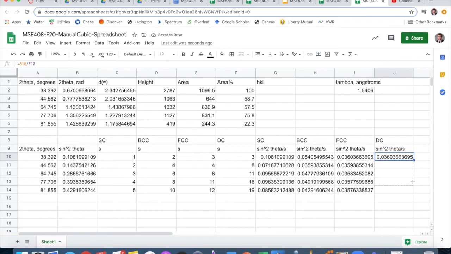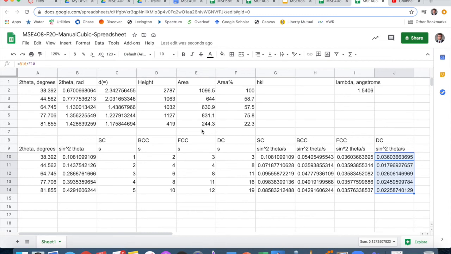So the point of this, if you're kind of getting this, is that once you develop a spreadsheet, then you don't necessarily have to just say, let's look at simple cubic and calculate those values. You can do all these calculations ahead of time. Just have the spreadsheet set up, and then that's ready for you. So you don't have to necessarily assume one at a time. You can look at all of them and compare.